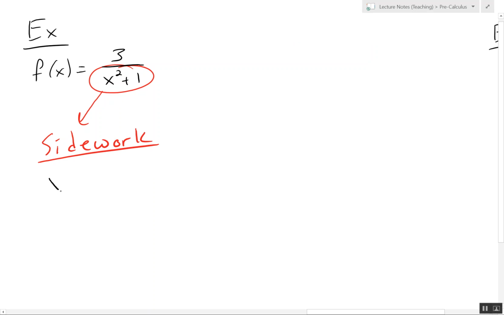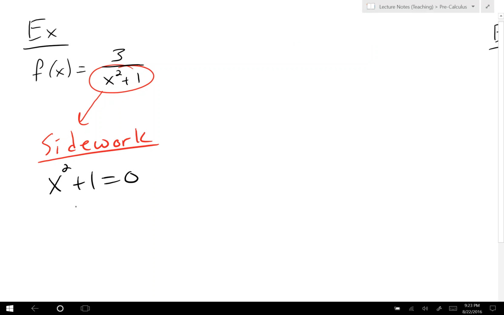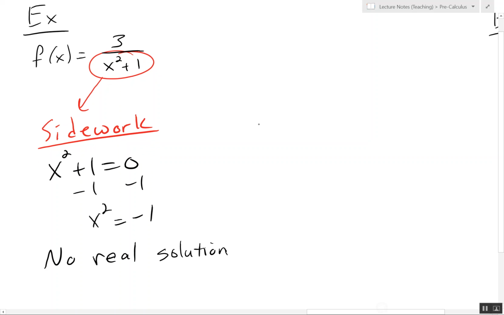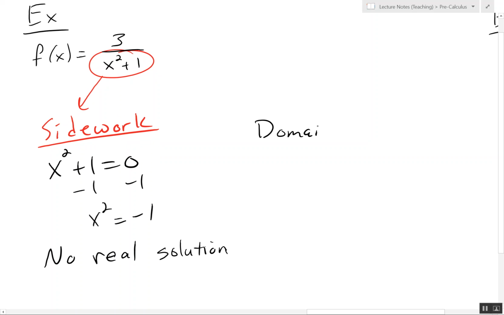And so we're going to look at x squared plus 1 equal to 0. Subtracting 1 from both sides, we get x squared equals -1. And notice that this has no real solution. So in these problems, these functions, we're only looking for real values. If we get something that does not give us a real value, then there are no numbers to throw out. And in fact, our domain for this function is all real numbers.